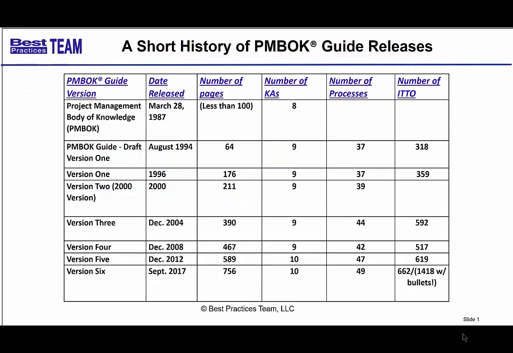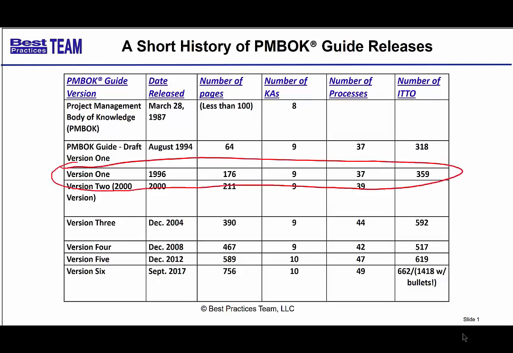This is extra credit, but here's a short history of the different PMBOK guide releases, from the first official release, version 1, in 1996. Before 1996, there were some earlier attempts and drafts, but the official version 1 came out in 1996, and you can see it's much, much smaller in length. You're probably envious, thinking, oh my goodness, I want to deal with that PMBOK guide, but watch out what you wish for.